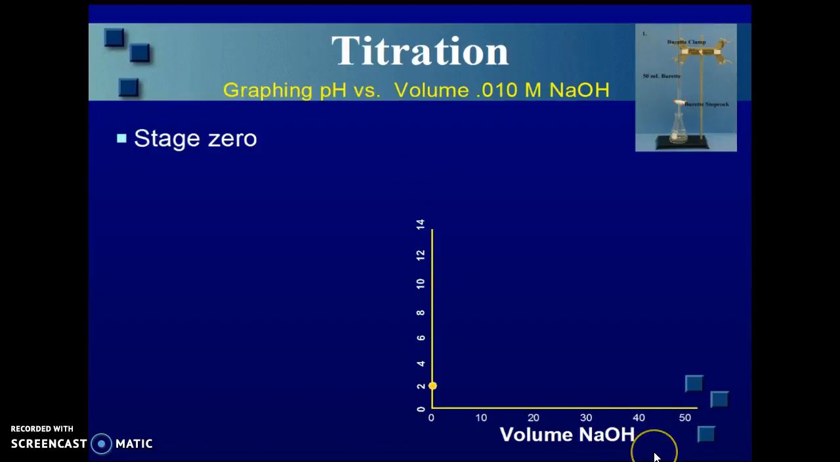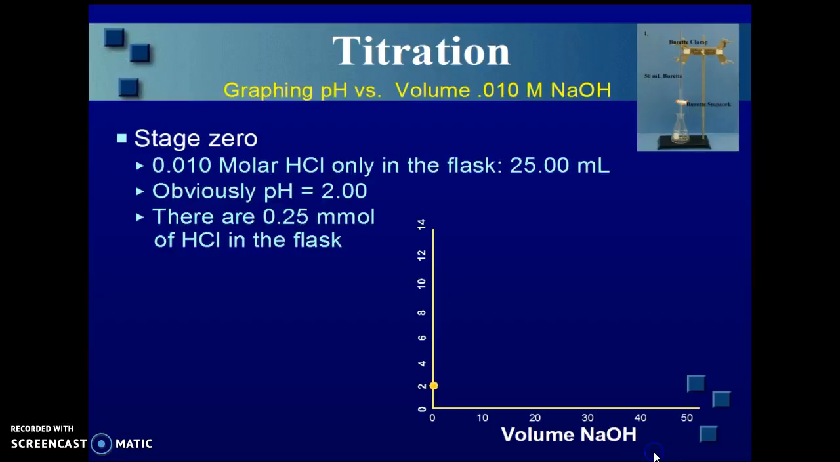Let's look at stage 0. We have added no base. We've got 0.01 molar hydrochloric acid in the flask, and there's 25 milliliters of it there. We've added no sodium hydroxide. The only thing we've got is 0.25 millimoles of hydrochloric acid in the flask. The pH then is the negative log of 10 to the negative 2, which is 2.